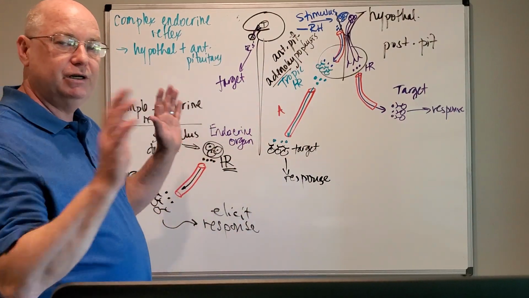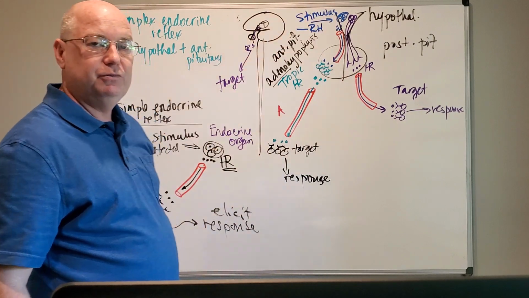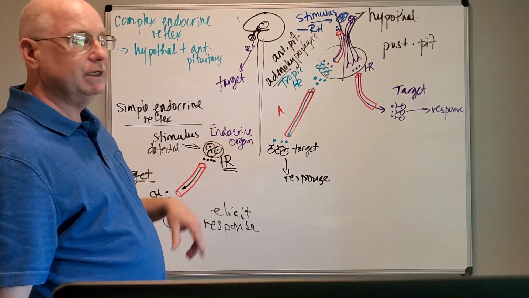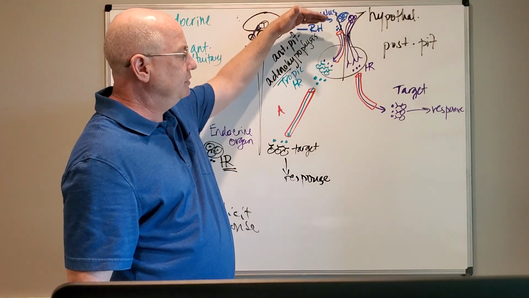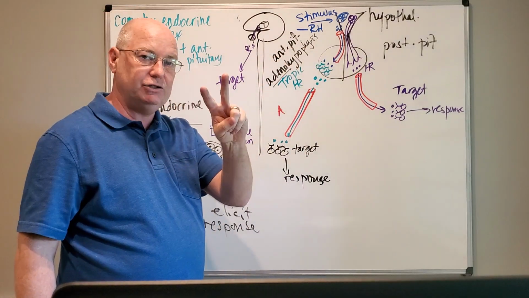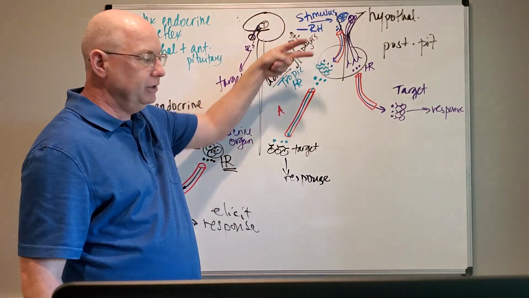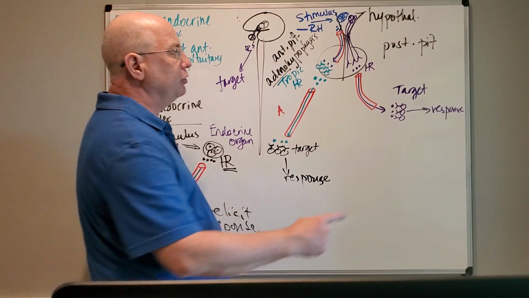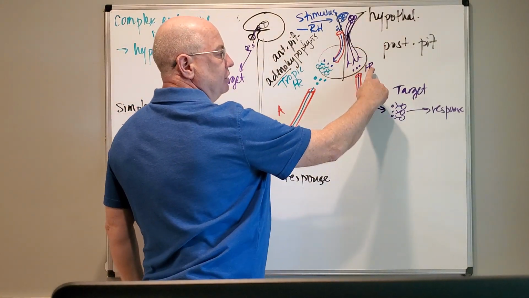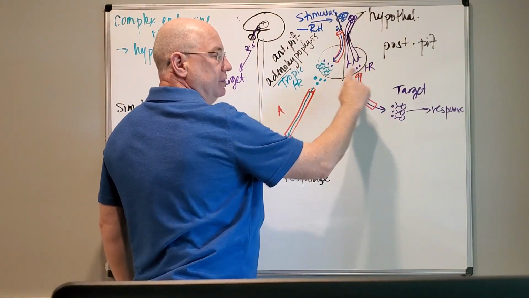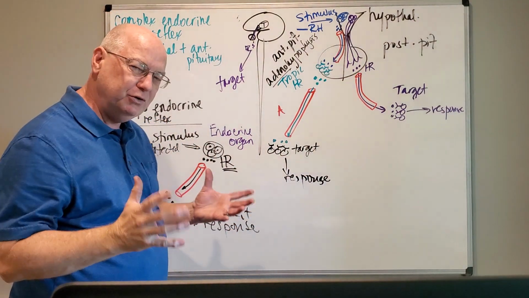These are simple because they don't involve the hypothalamus or the brain. Complex endocrine reflexes involve the hypothalamus and the anterior pituitary and at least two hormones, a releasing hormone and a tropic hormone. Neuroendocrine reflexes involve the hypothalamus and the posterior pituitary. There's still only one hormone. I hope you see that.